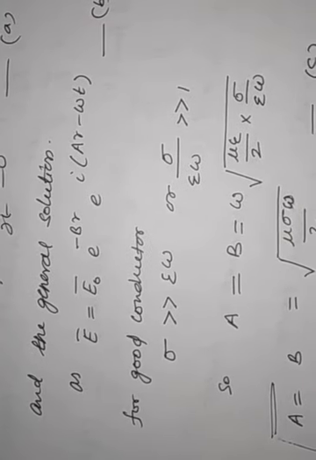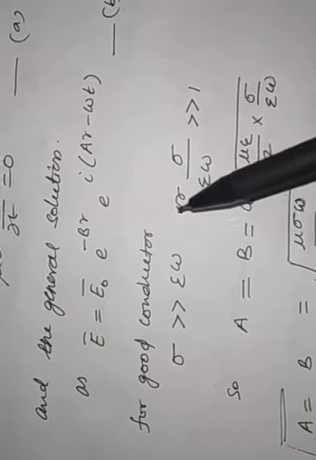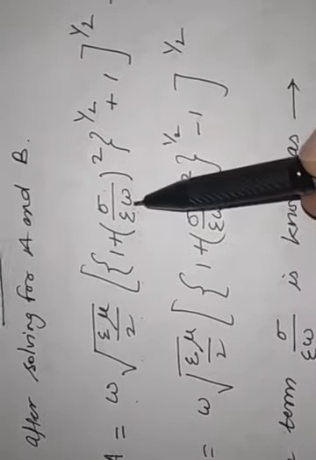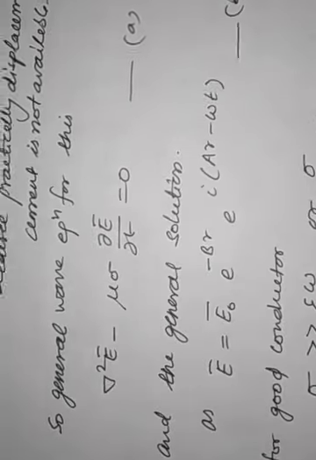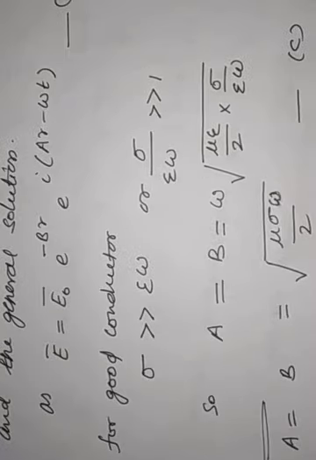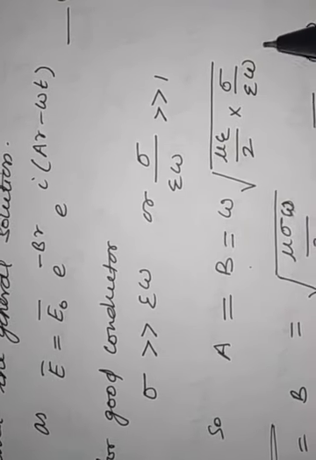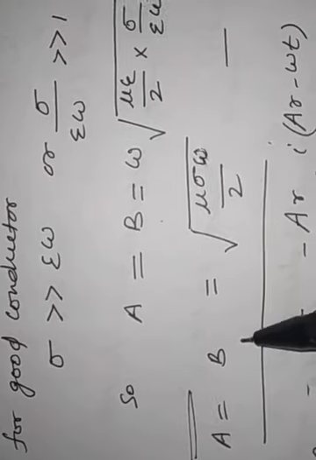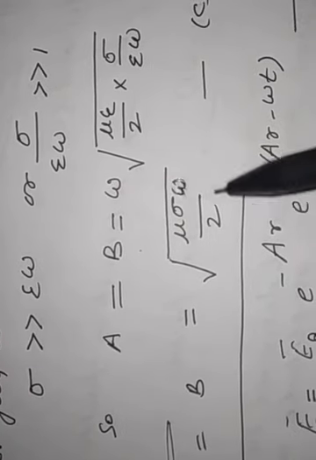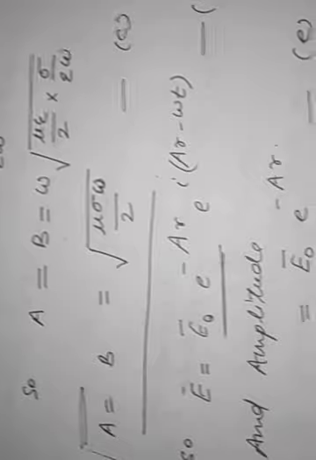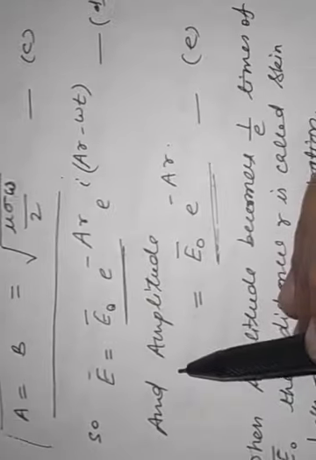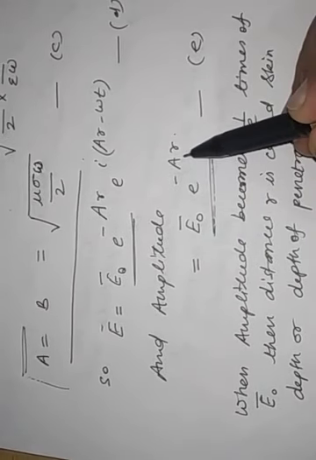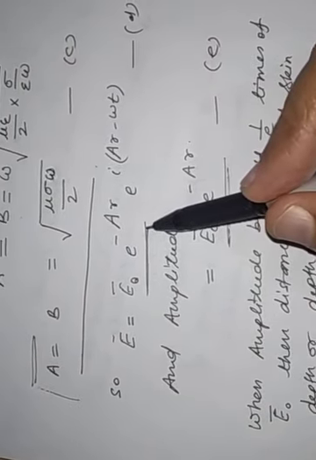So after considering the fact that this part is very large compared to the rest of the piece for a very good conductor, we can find the value for A and B by putting these values, and we get A is equal to B is equal to under root mu sigma omega by 2. So over here we can get the general solution, and the amplitude becomes E naught e to the power minus AR, where this part is the amplitude.